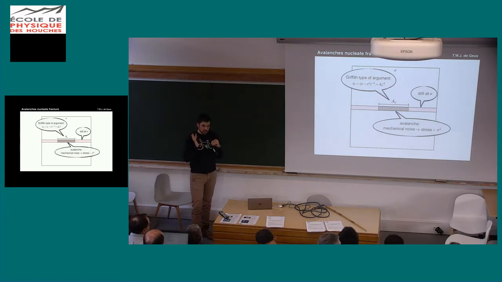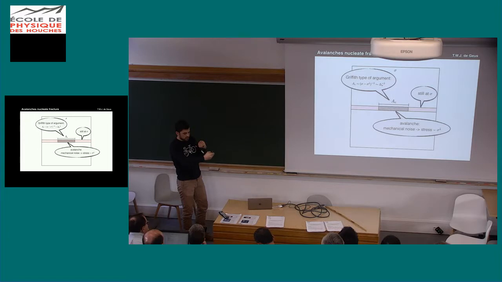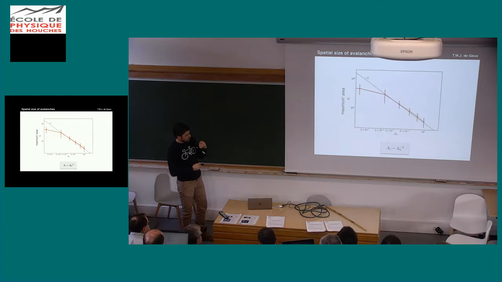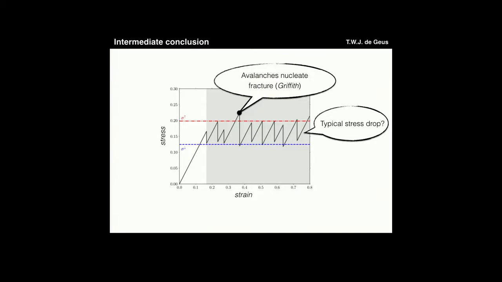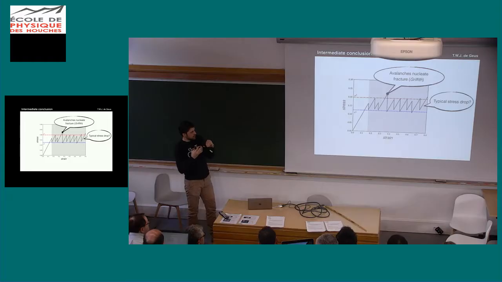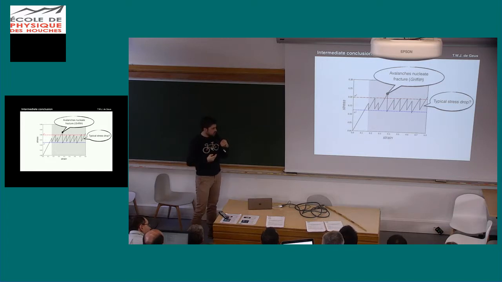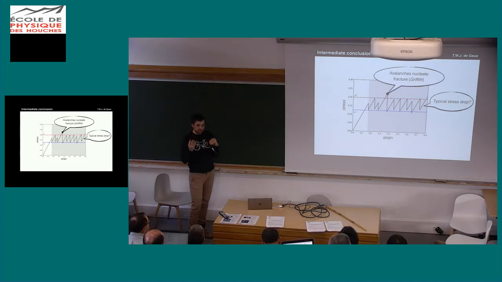So we believe that this picture is true, but can we actually check it? Well, yes, we can, because we can measure the cutoff of these distributions, which occurs at lower and lower area at higher and higher stress. When we compare this, we find a very nice fit with this picture. So here's our intermediate conclusion: these avalanches nucleate fracture, and we come up with a Griffith-like argument. The remaining question in the next 2 minutes is, can we say something about the typical stress drop? And can we say whether stick slip will persist in the thermodynamic limit or not?